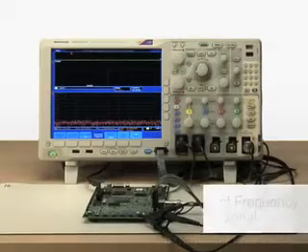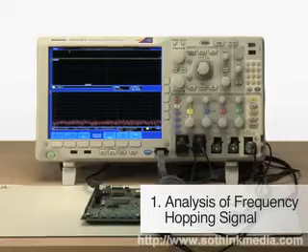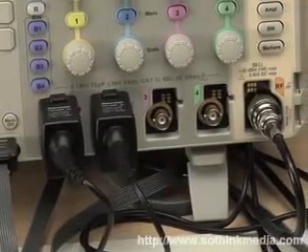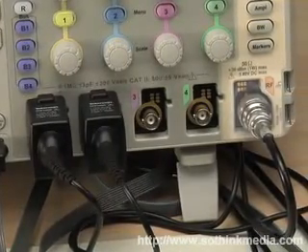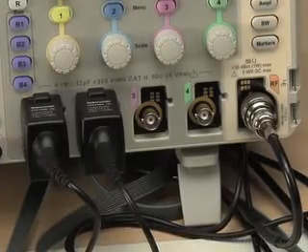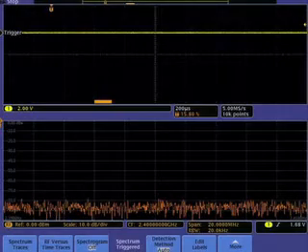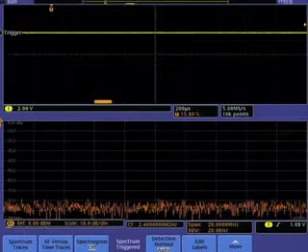Let's look at a few examples. The first example is a frequency hopping signal. Here is a setup. The RF signal is connected directly to the oscilloscope's RF input. Channel 1 is connected to a pulse that's used to trigger and synchronize the acquisition. The bottom display is the spectrum of the RF input.